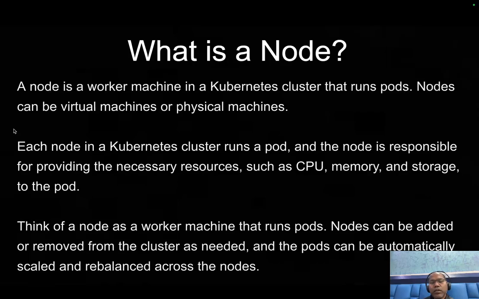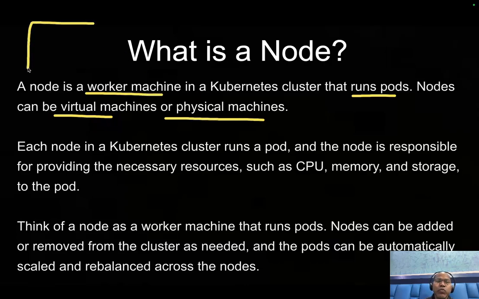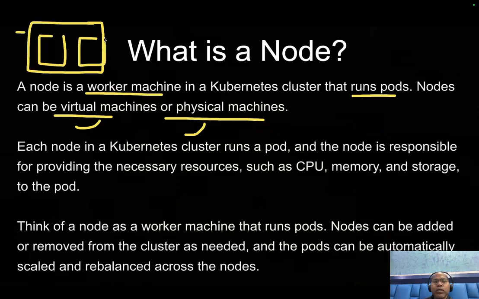So let's discuss the node. A node is just like a worker machine in the Kubernetes cluster, and it runs the pods. Nodes can be a virtual machine or a physical machine. Servers are nodes, sometimes called worker nodes, just machines. What do these machines do? They run multiple pods, and each pod can run multiple containers. What is a container? A container is your software application with its dependencies, libraries, and environment.